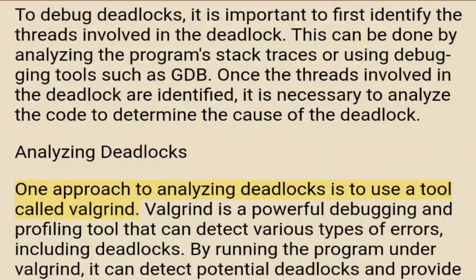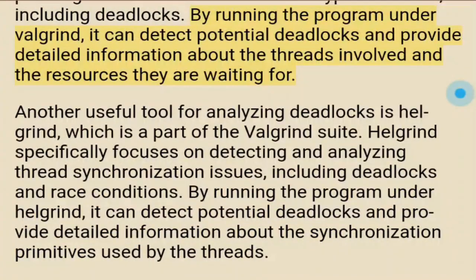Analyzing deadlocks. One approach to analyzing deadlocks is to use a tool called Valgrind. Valgrind is a powerful debugging and profiling tool that can detect various types of errors, including deadlocks. By running the program under Valgrind, it can detect potential deadlocks and provide detailed information about the threads involved and the resources they are waiting for.